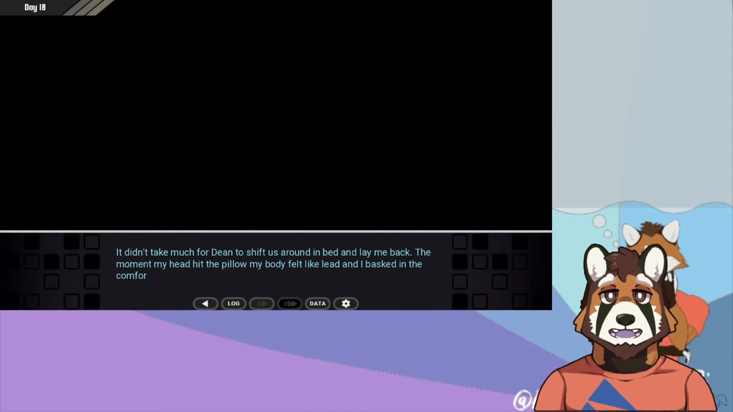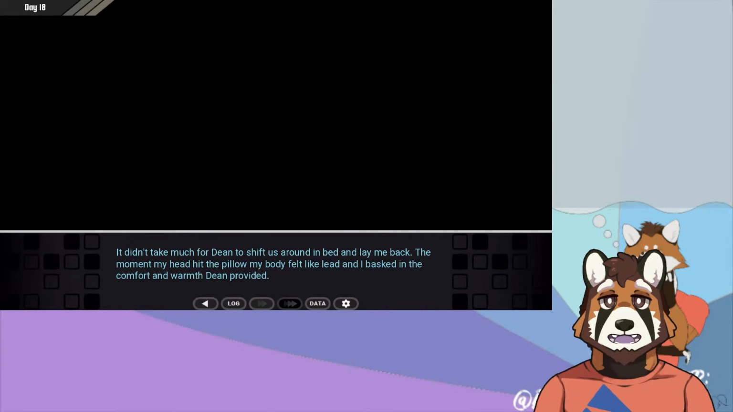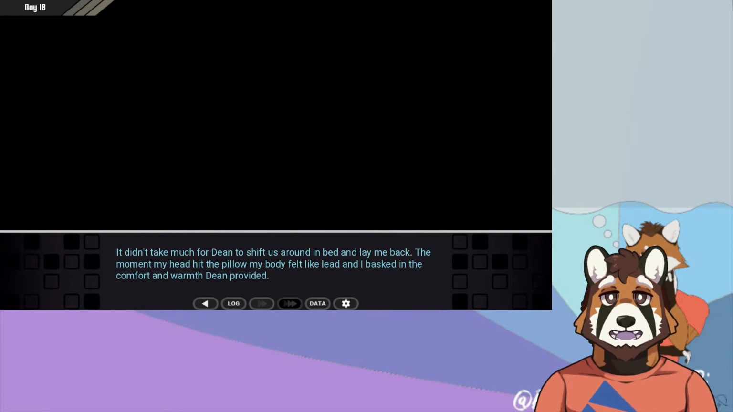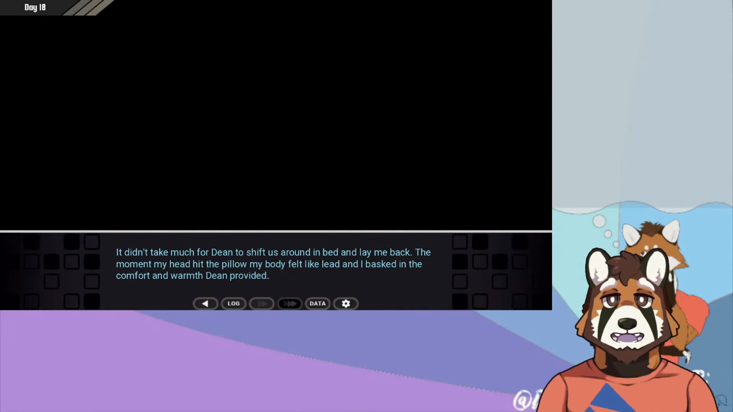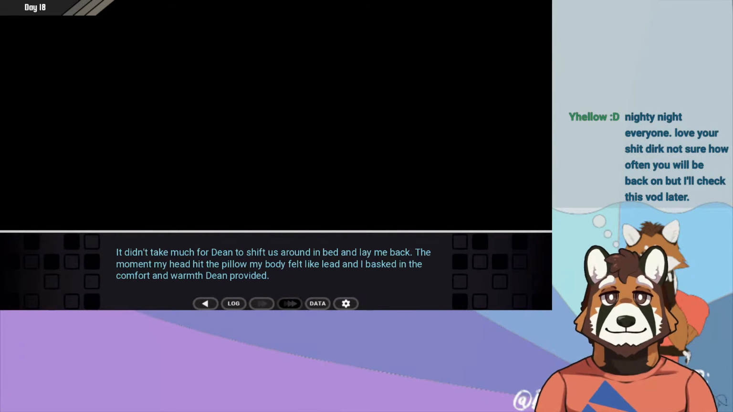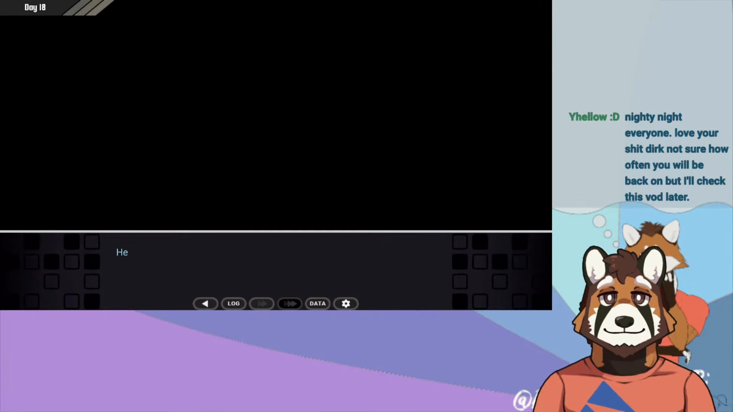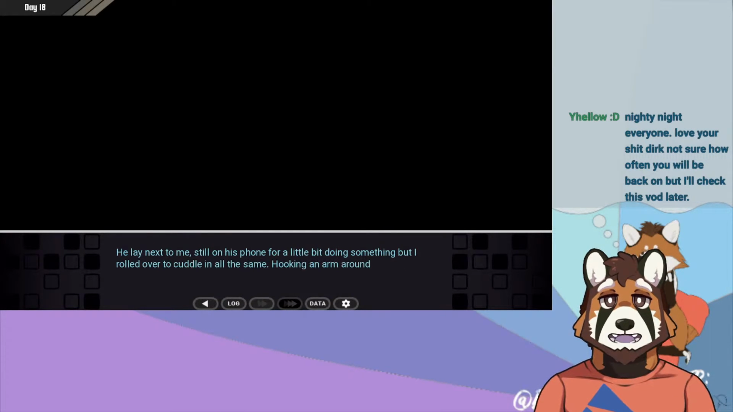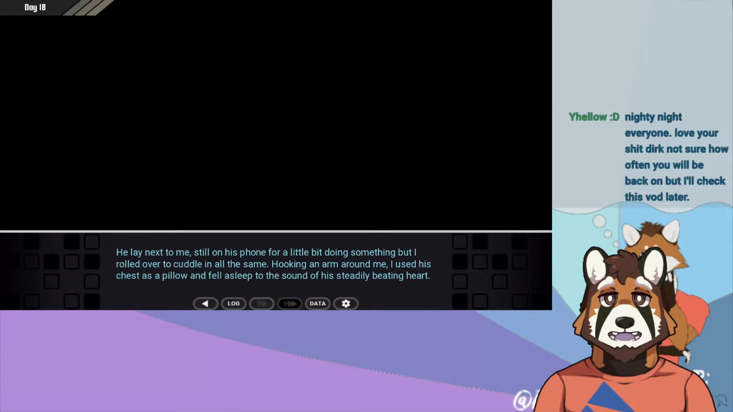It didn't take much for Dean to shift us around in bed and lay me back. The moment my head hit the pillow, my body felt like lead, and I basked in the comfort and warmth Dean provided. He lay next to me, still on his phone for a little bit, but I rolled over to cuddle all the same. He hooking an arm around me, I used his chest as a pillow and fell asleep to the sound of his steady beating heart.